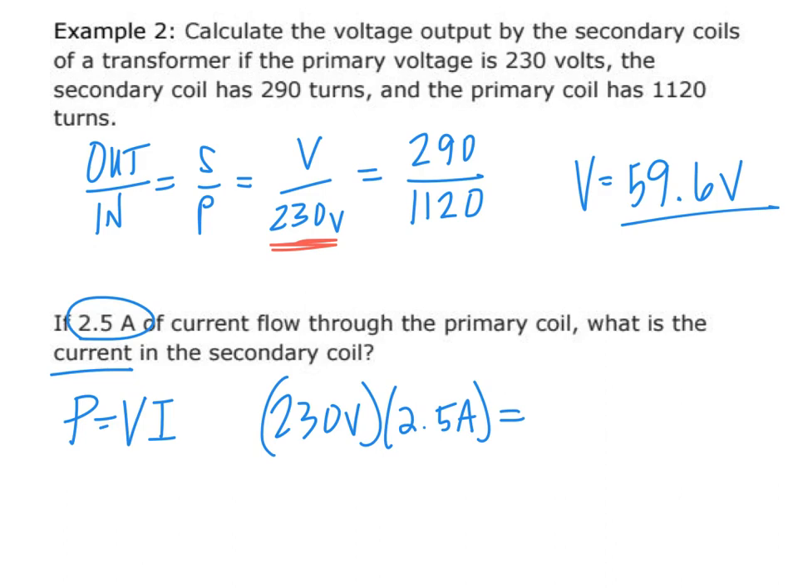That's what we found in the first part of this problem, so 59.6 volts, times the current in the secondary, that's our question mark, or unknown. And then we multiply and then divide by 59.6, and we find that that current in the secondary is higher, 9.6 amps. That's because this is a step down, which is the voltage, which means the current must be stepped up. But it's called a step down. It refers to the voltage.